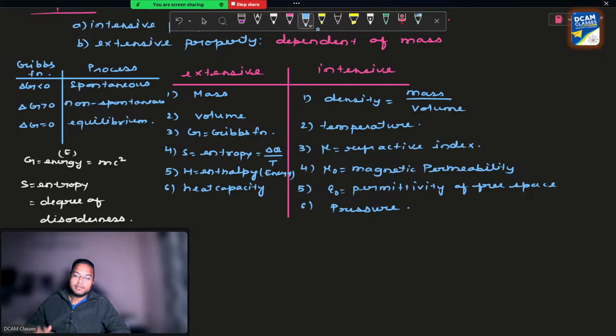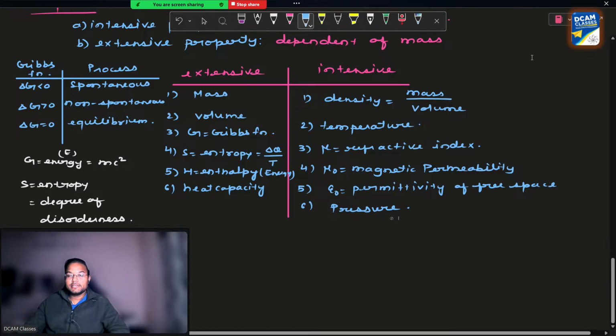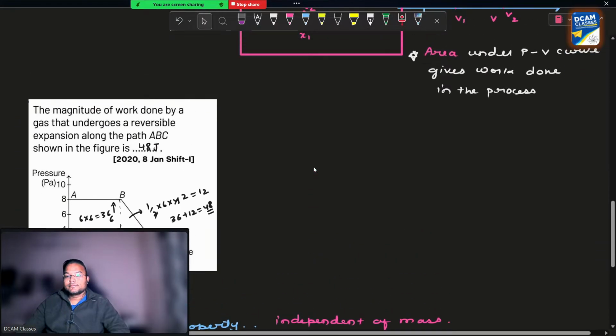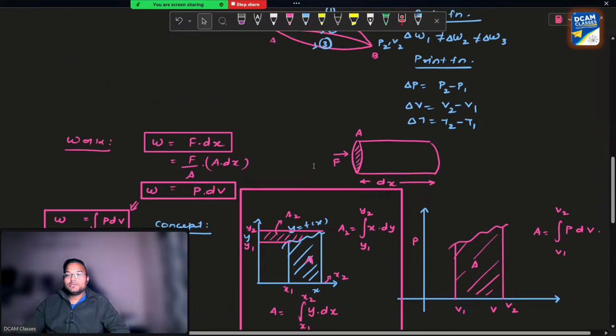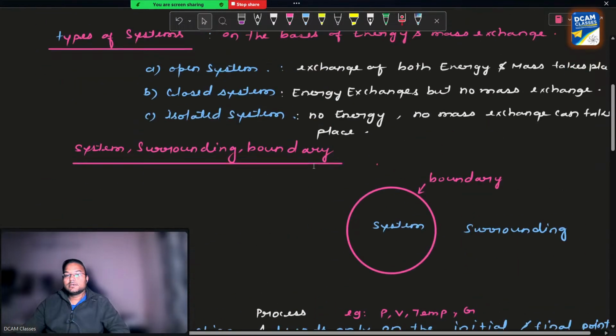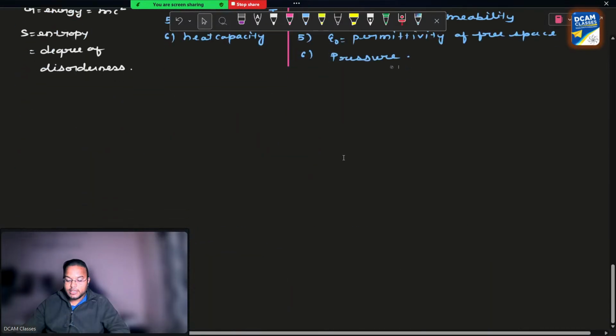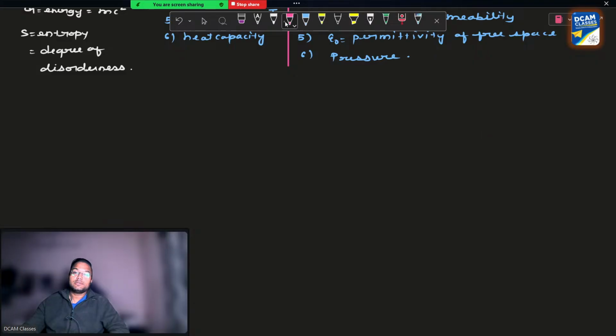These are some examples. Mostly these are only asked in the examination, and you have to choose which of the following is intensive, which of the following is extensive, and tick the right answer. That's all, just the theoretical part. I've given you this so you don't miss an easy question. That's why. This was the theoretical part. Now, actual thermodynamics will start from here.